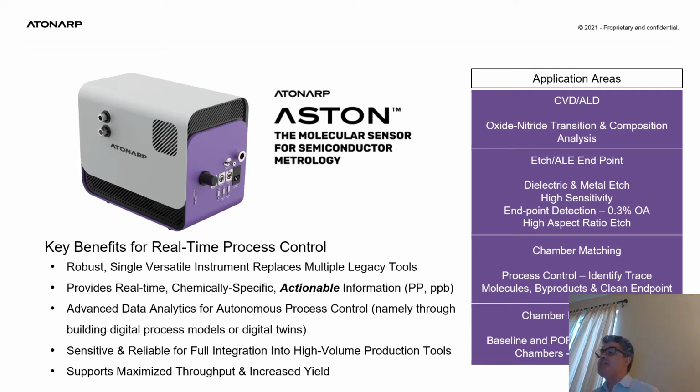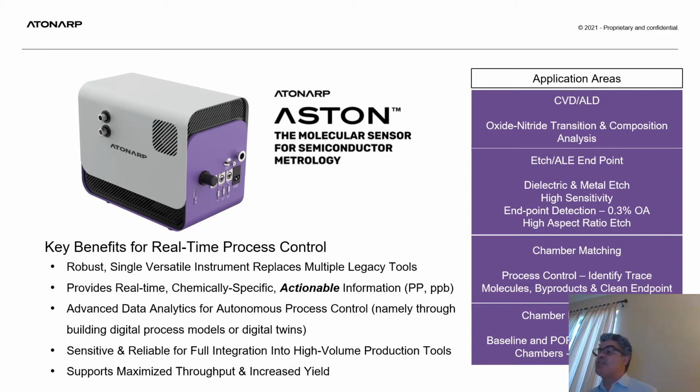It is robust, a single instrument capable of replacing multiple legacy devices. It is fast, sensitive, and reliable for full integration into high-volume manufacturing tools. It is armed with powerful data analytics for automated and autonomous process control.